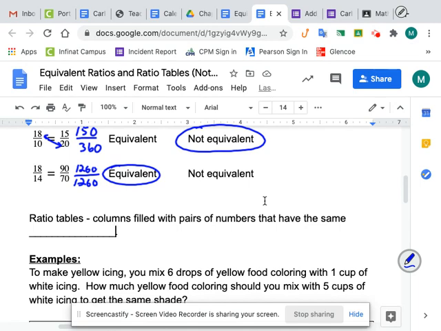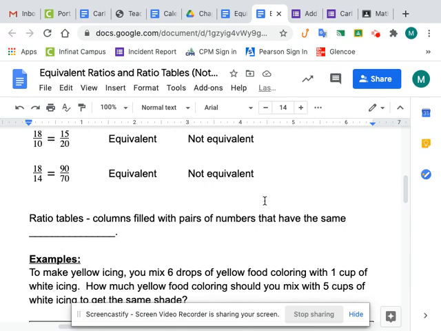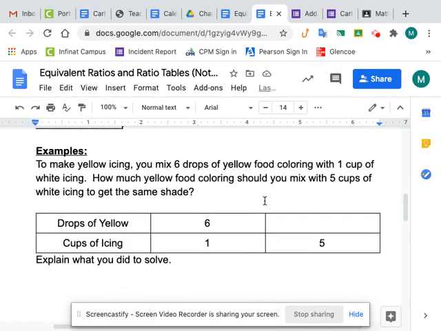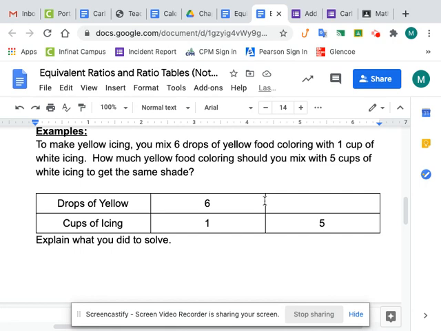Ratio tables are columns filled with pairs of numbers that have the same ratio. This will be more clear once we get into some of these examples. Some things are just organized better, or they're missing information that you need to find. To make yellow icing, you mix 6 drops of yellow food coloring with 1 cup of white icing. How much yellow food coloring should you mix with 5 cups of white icing to get the same shade?